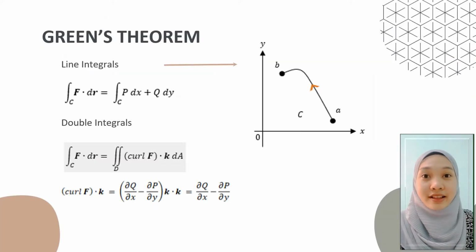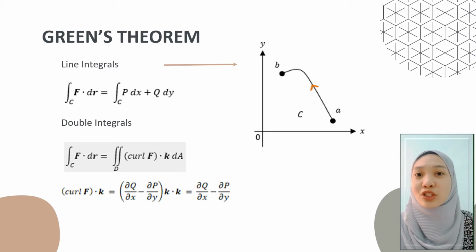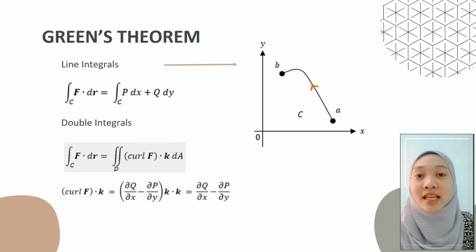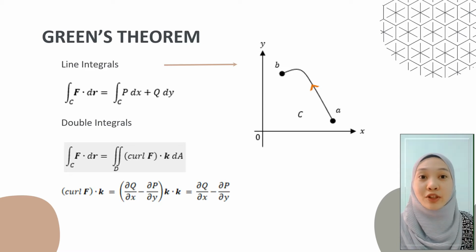Recall on line integral. Line integral is an integral over a curve C. It is just a single integral, which is not integrating over an interval a to b. When there is a vector field F equal to Pi plus Qj, the line integral over curve C of F dot dr is equal to the integral along the curve C of P dx plus Q dy. Since the vector field is in two dimensions, the double integral of curl F over the region D enclosed by C is equal to dQ over dx minus dP over dy.